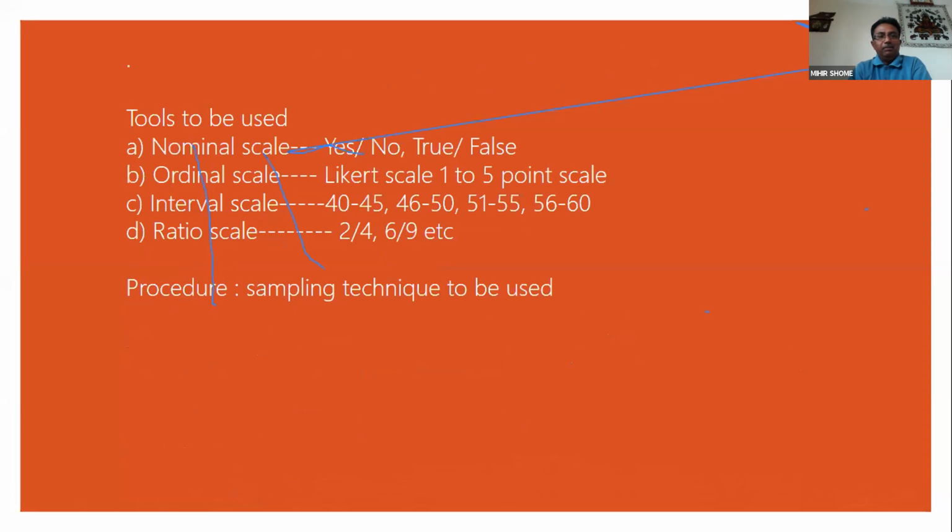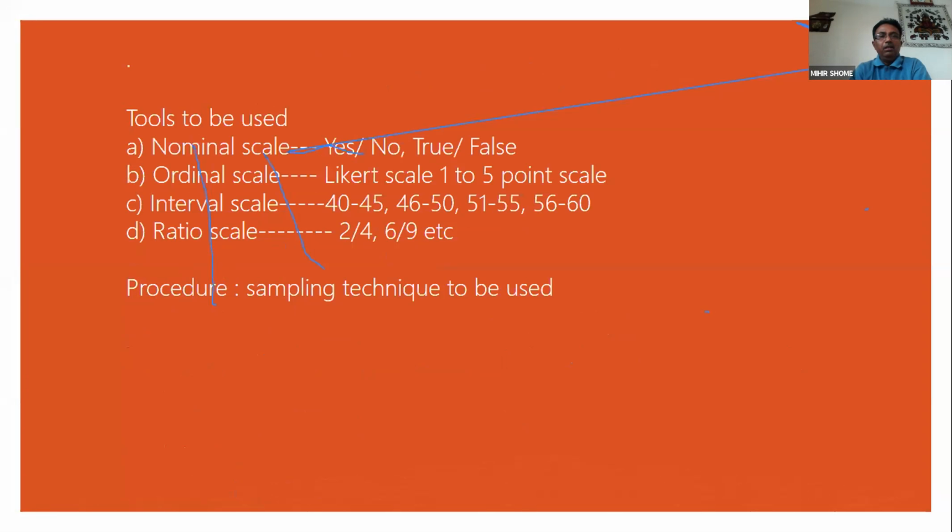Basically, in management and social science, we use four scales. That is the nominal scale, which is indicated as yes, no, true, false, like that. Ordinal scales, that is Likert, a 1 to 5-point scale. It might be strongly agree, then neither agree nor disagree, strongly disagree. It can also be extended to 1 to 10 as per the convenience of the researcher.